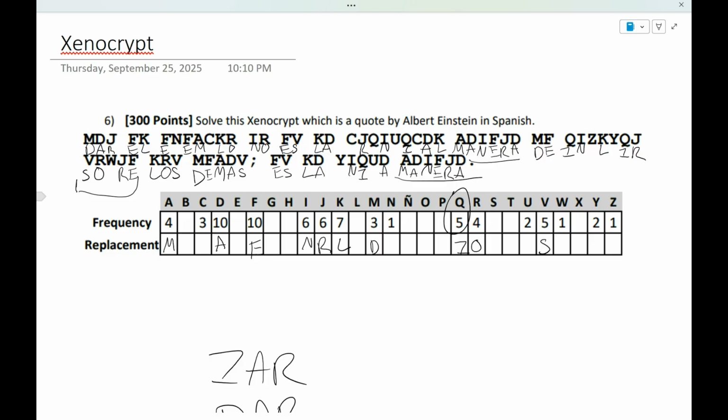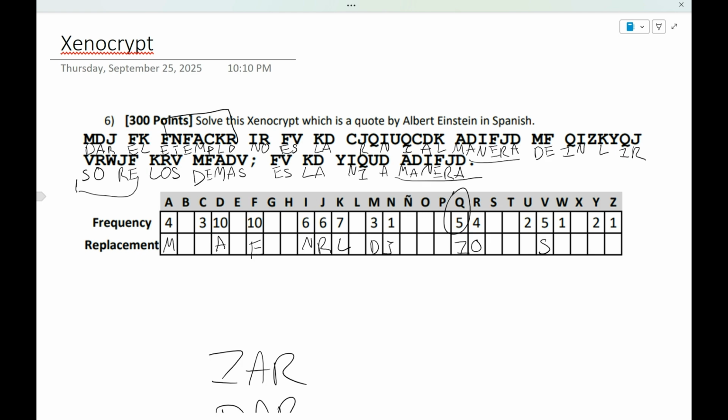Okay, so we're making some more progress here. So, dar el. Now if you look at this sentence fracture and you've taken Spanish before, it might make really easy sense that it could be ejemplo. So dar el ejemplo no es something manera de en something something los de es la something manera. Okay, so that was a lot of somethings in there.